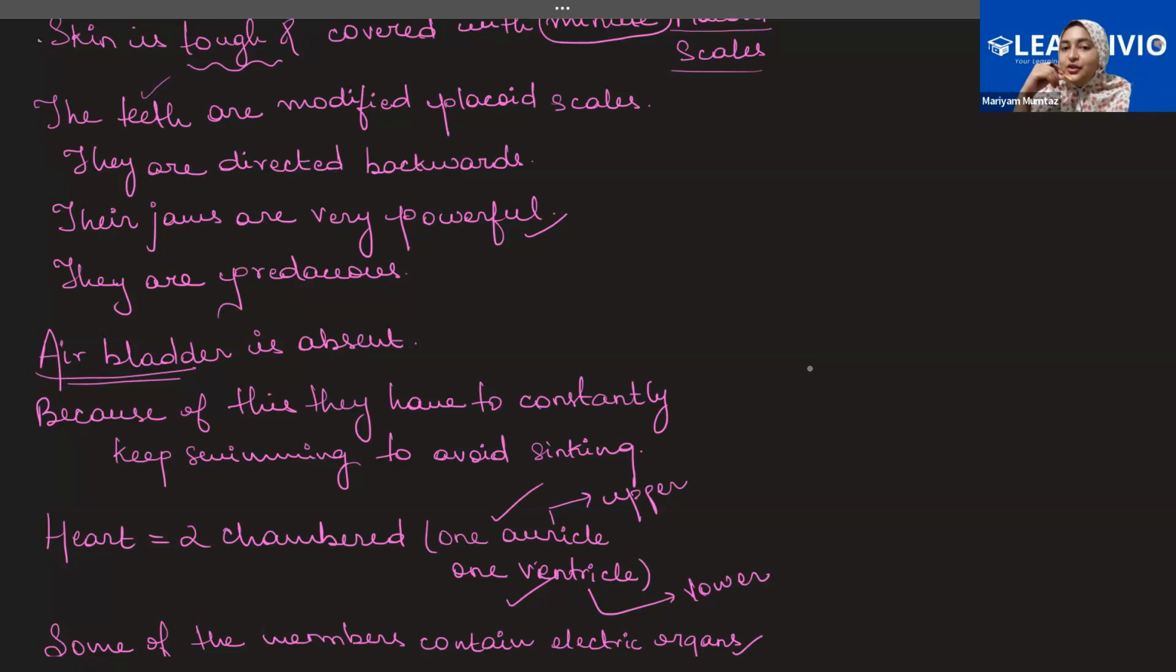Even for sharks, you know sharks are crazy predators in the ocean, right? If you go in the ocean, they'll eat you up. So don't go in the ocean. So what do the sharks do? They have to keep on constantly swimming because they don't have air bladders. Clear, students?